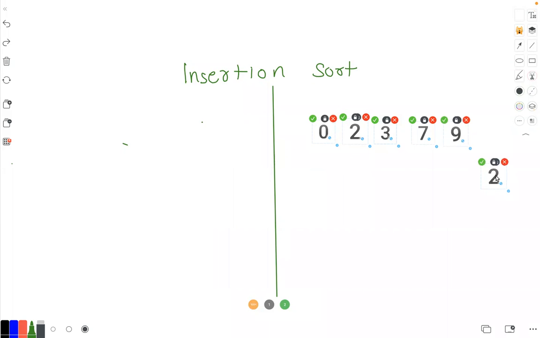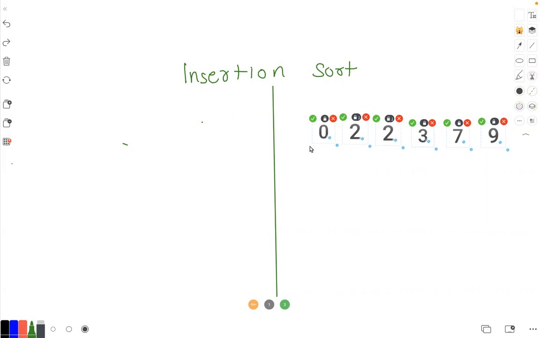Now, before placing 2 at the last position, what I'm going to check is, is 2 greater than 9 or not? Not greater, right? So I'll move 9 in place of 2. I'll check with 7. Is 7 smaller than 2? No. So I'll move this as well. Is 3 smaller than 2? No. I'll move this one also here. Is 2 smaller than or equal to 2? Yeah. So I can place it here. Now, when I insert it over here, you can see the whole array is sorted, right?